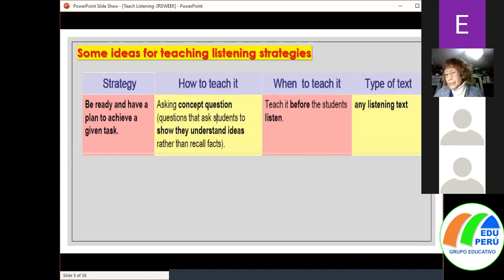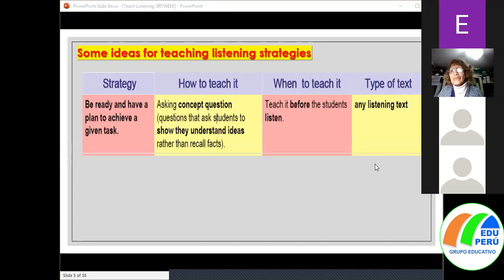So this is how to teach this strategy. When can we teach this strategy? Before the students listen. And this is similar to what I did.